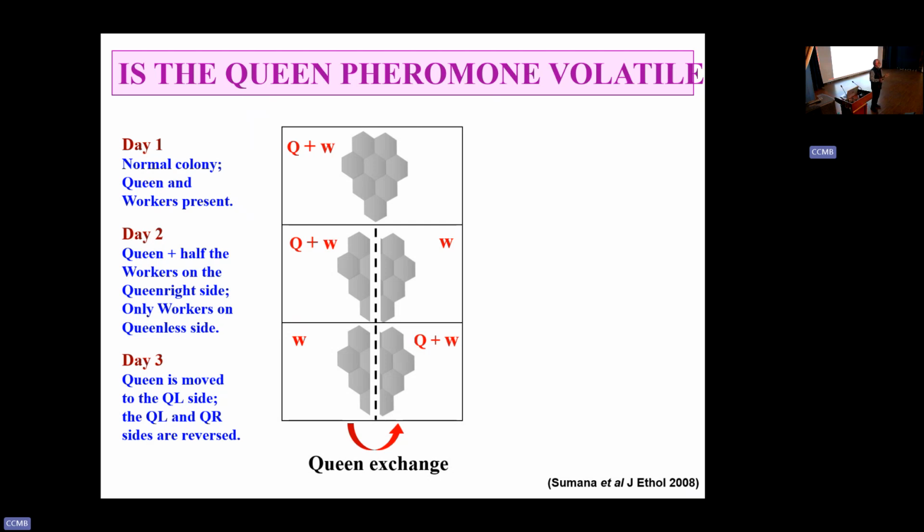At the end of this we had the queen only on one side, queen-right side and queen-left side, and half the wasps here, half the wasps there, randomly distributed.